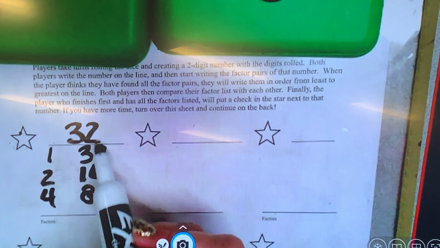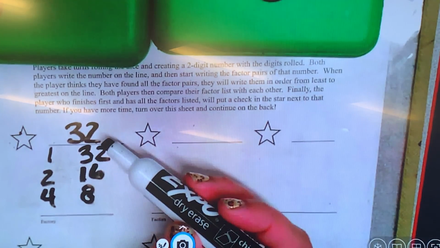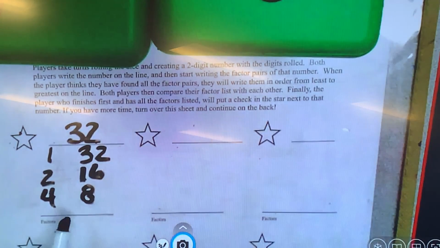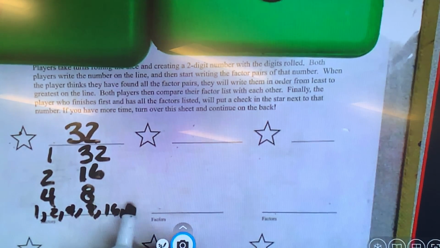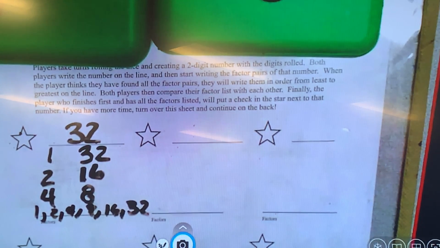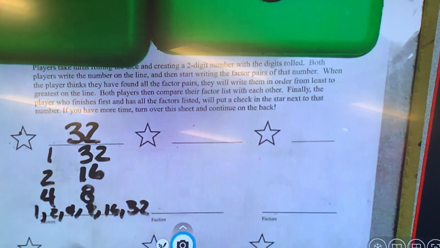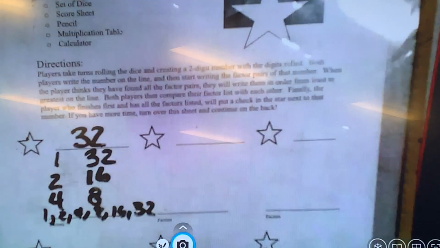5 does not work. 6 does not work. 7 does not work. 8 works, but we would be repeating. So we have our factor pairs. So then we're just going to list our factors in order from least to greatest. You would just type that in. So you would type all of this in to the sheet on Google Classroom. I will do one more for you, just one more set of practice.